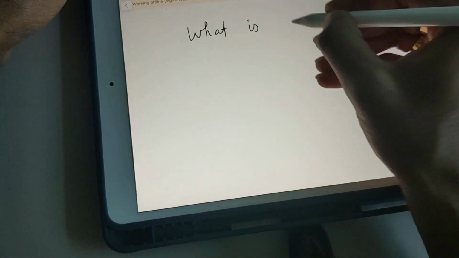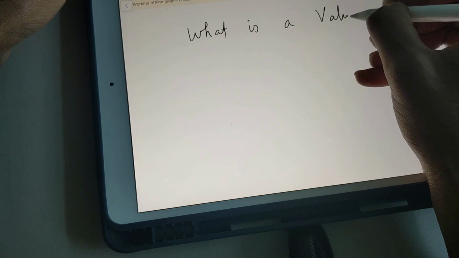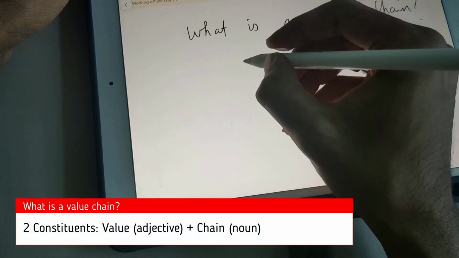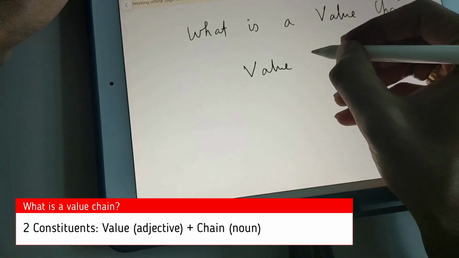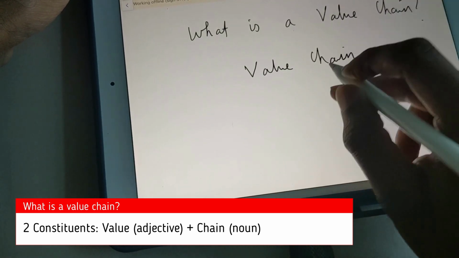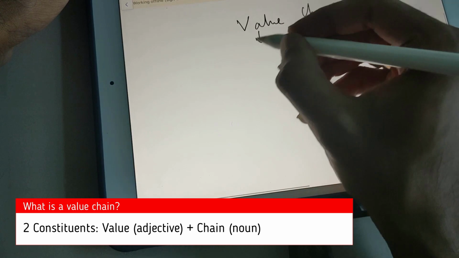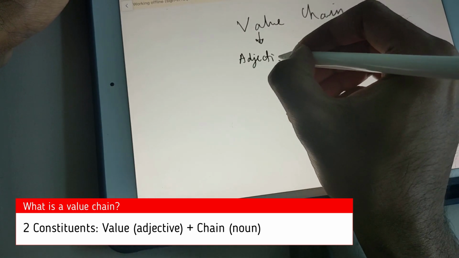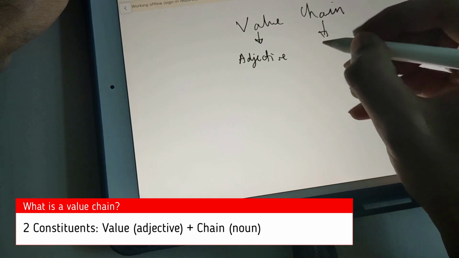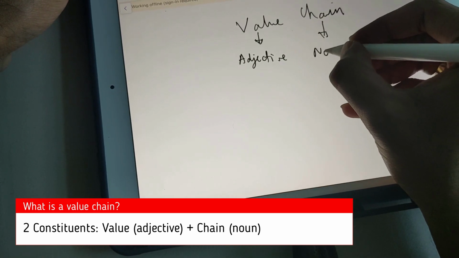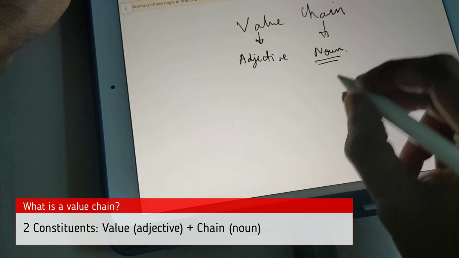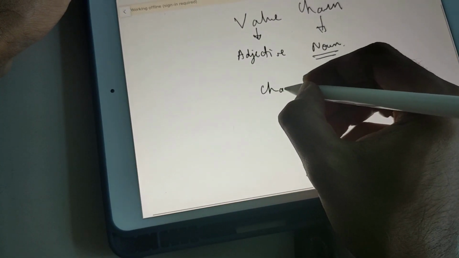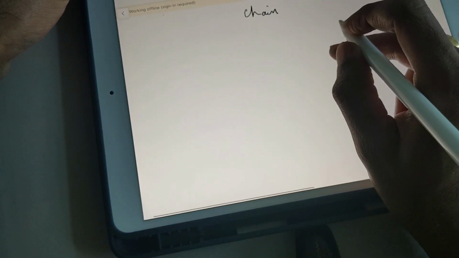What is a value chain? Value chain has two words. One is value, which is an adjective. The other is chain, which is a noun. Let's explain what the noun chain is.